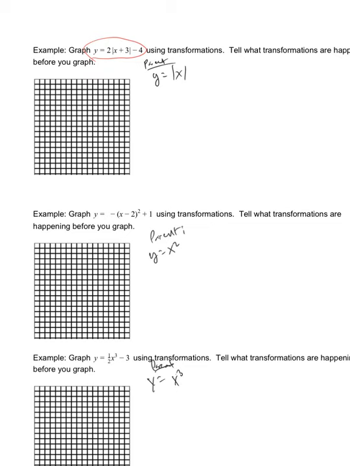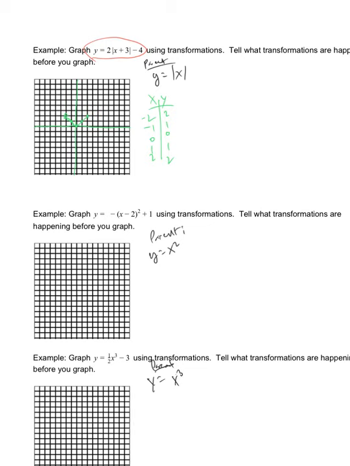So I'm going to draw the parent graph in this first example first. So again, I would have that little t-chart. The parent graph for absolute value of x: -2, -1, 0, 1, 2. This is 2, 1, 0, 1, 2. When I plot those numbers, I get something that looks like that, which is the parent graph.